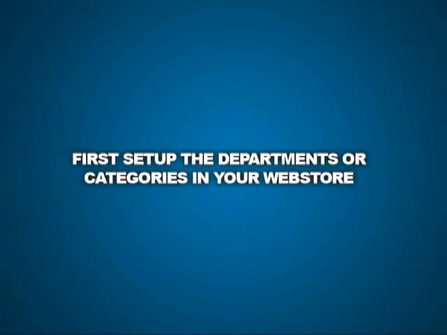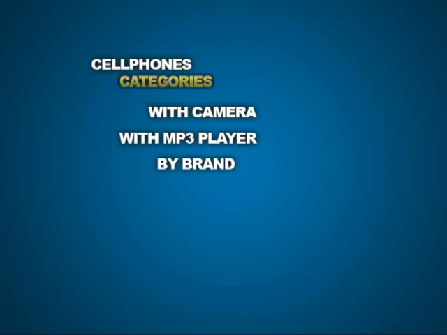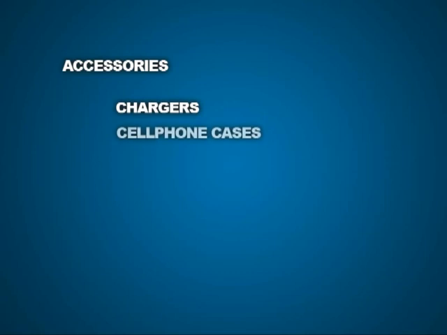You should first set up the various departments or categories within your web store. Using the previously mentioned example of cell phones, you can have a category of cell phones with cameras or MP3 players, or you can even categorize your phones by brand. You can also add subcategories to your items, for example, chargers, cell phone cases, or hands-free devices, and so on.